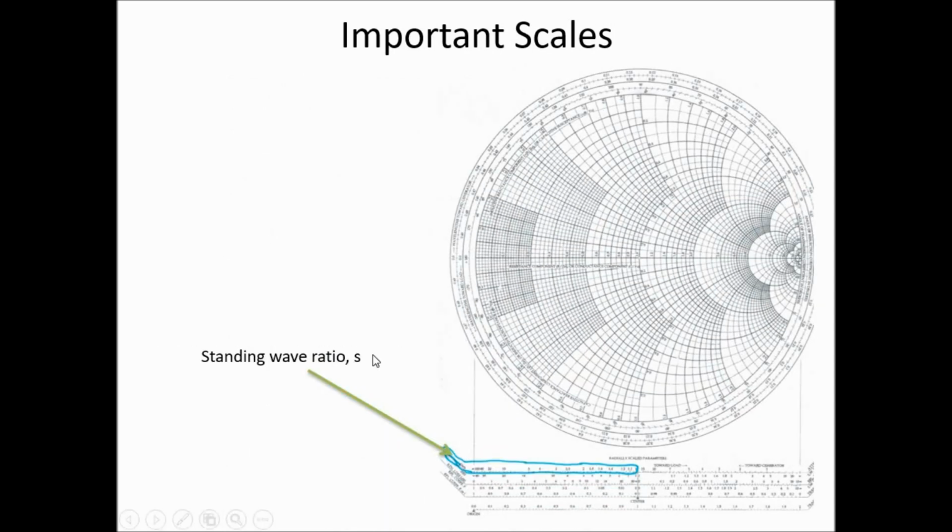And then you can find the standing wave ratio over here. You can get it from here, but also from here. So the standing wave ratio you can get from the real value of this, starting from 1, because the standing wave ratio cannot be less than 1. So it must be written from 1 this way, or also from this scale.